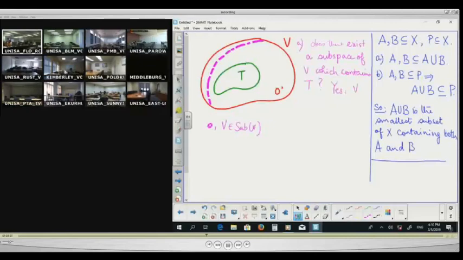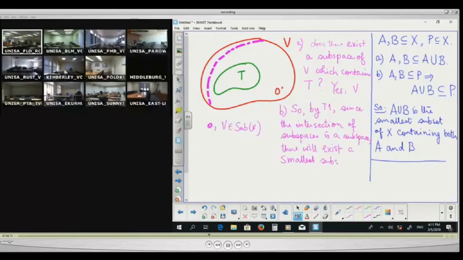By T1, since the intersection of subspaces is a subspace, there will exist a smallest subspace of V which contains T. Okay?